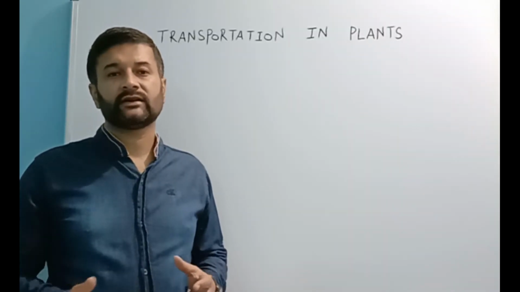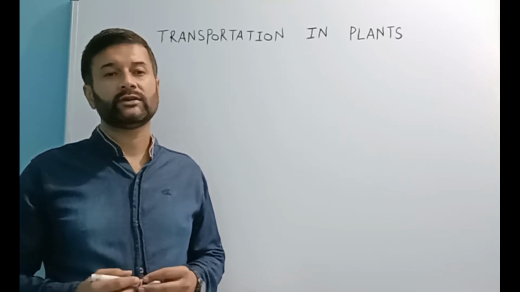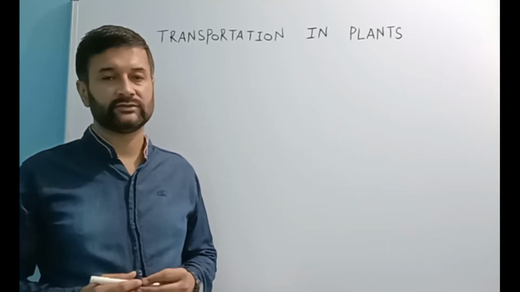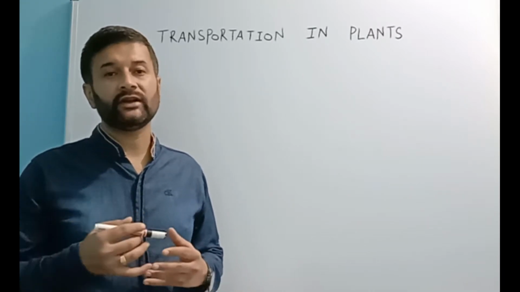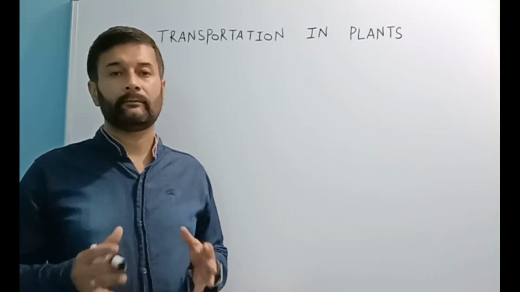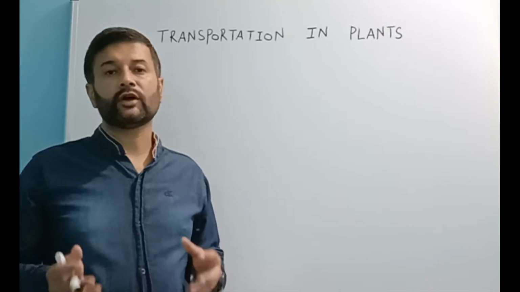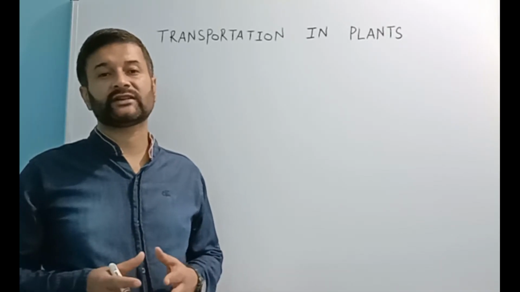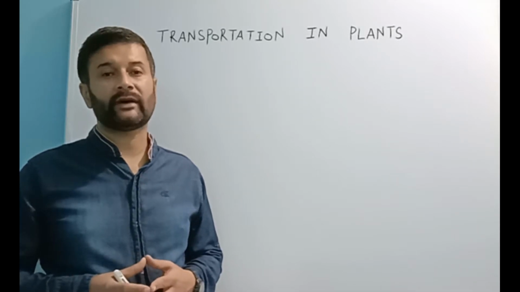Today we are going to discuss transportation in plants. In plants, the materials pass in and out of the plant body through the process of diffusion. For photosynthesis, carbon dioxide enters the plant body through the stomata and oxygen is released as a byproduct. The raw materials like nitrogen, phosphorus and other minerals present in the soil are absorbed by the roots.